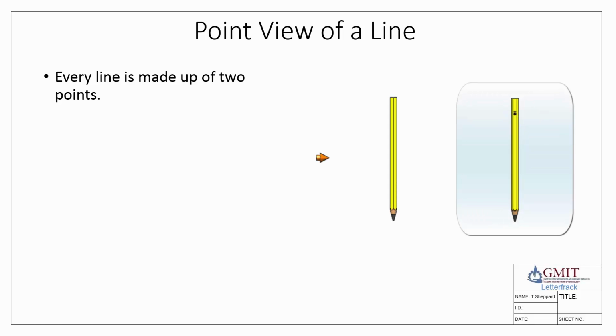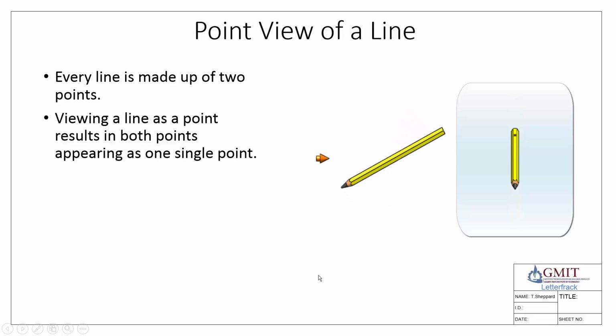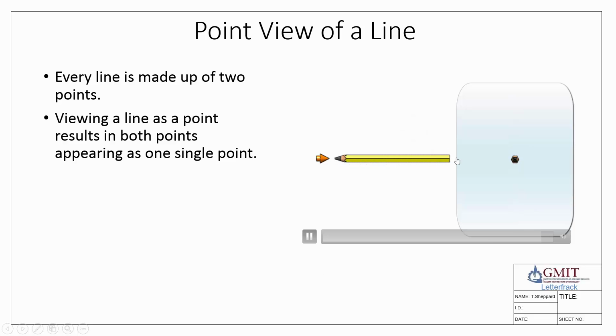If we take the example here of a line as a pencil, we can see the 2 points that we're dealing with are the front of the pencil and the back of the pencil. So the front point and the back point. Here we have the side elevation and here we have the front elevation of the one pencil. Viewing a line as a point results in both points appearing as a single point. So if we look along the pencil like so, the front of the pencil and the back of the pencil will appear as one single point. And that's what the point view of a line is. It's when the front and the back points both appear as one single entity, one single point.